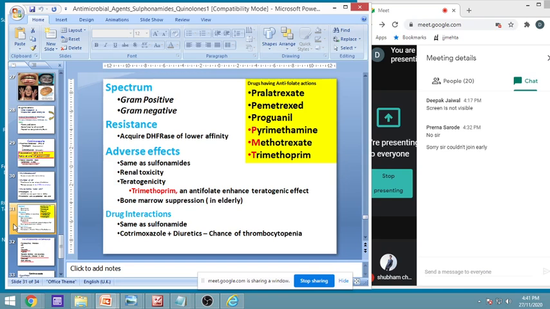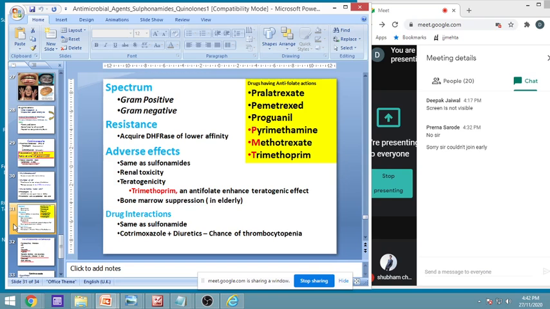They also cause renal toxicity. It can cause teratogenicity. It is an antifolate, and enhances the teratogenic effect of other drugs also. It causes bone marrow suppression. There are many drug interactions which are similar to those of sulfonamides. Cotrimoxazole plus diuretics increases the chances of thrombocytopenia, because most of these sulfur-containing drugs have this activity.